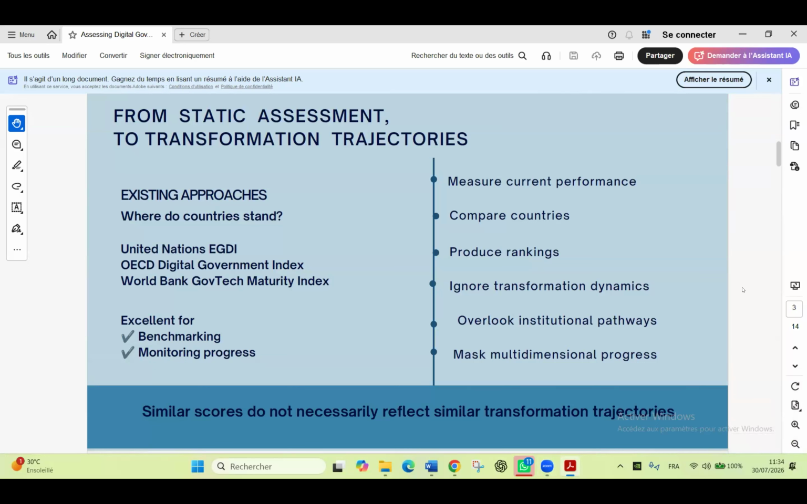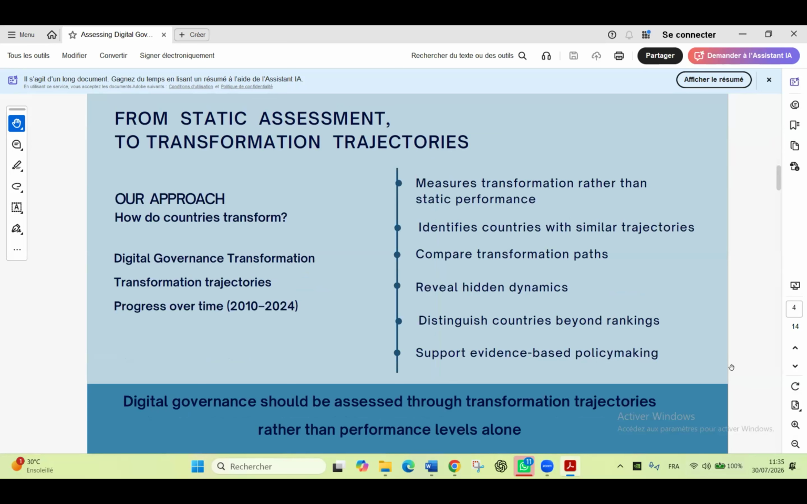So this challenge is particularly evident in the field of digital governance. Several well-established frameworks exist. I think I presented this one. Next slide.